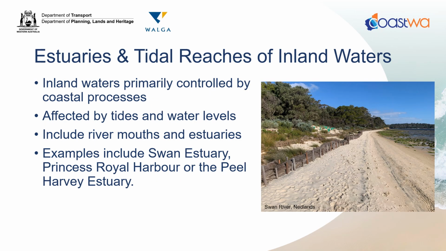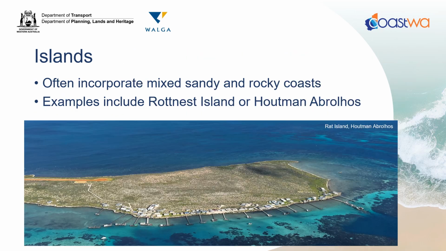The estuaries and tidal reaches of inland waters are again a different case. SPP 2.6 captures those areas of inland waters which are primarily controlled by coastal processes. So they're affected by the tides and water levels. They also need to be treated differently because they're also affected by river flood events as well. So the estuaries we're talking about will typically include river mouths and estuaries, such as the Swan Estuary, Princess Royal Harbour at Albany, or the Peel-Harvey Estuary.